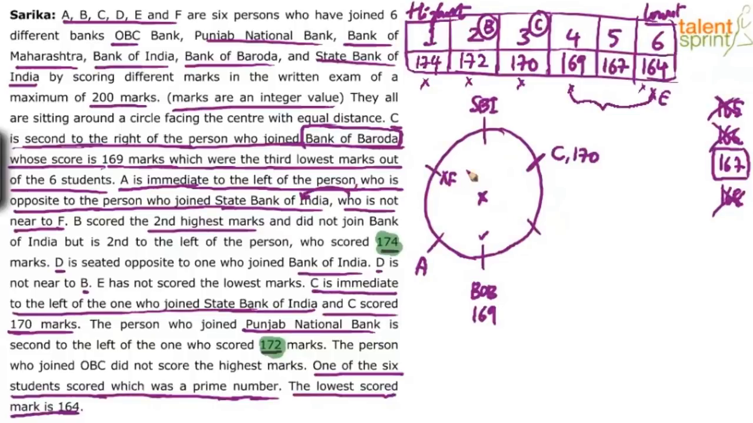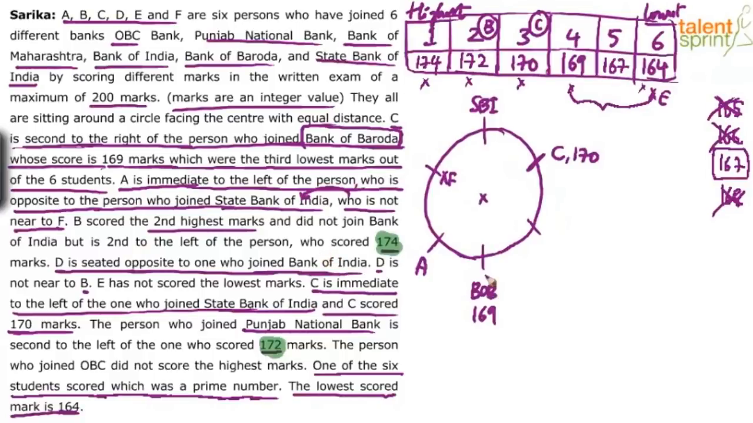Try and understand. D should be opposite to Bank of India. I think there are only 2 possibilities. There are only 2 ways in which this can happen. Look at this. Where can D come? That's what we are trying to analyze. All of you try and focus on this. We know that D is opposite to Bank of India. I'm trying to use this statement. D is seated opposite to Bank of India, BOI.